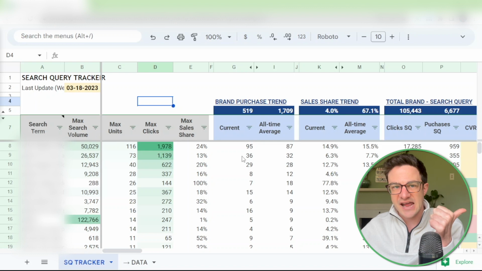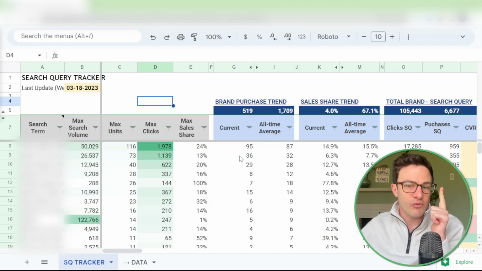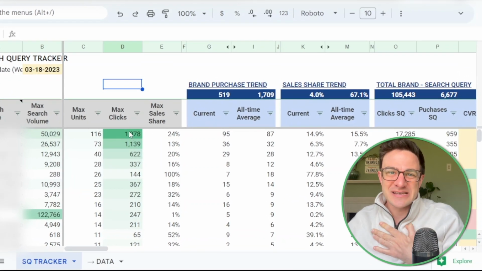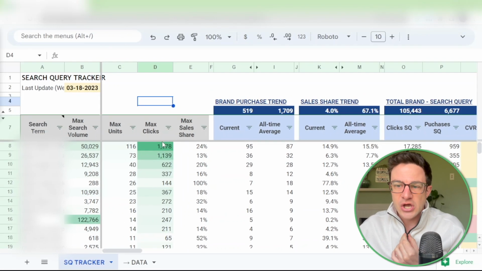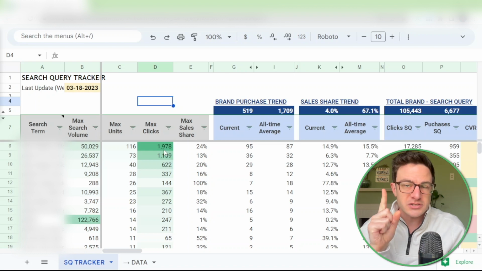This could be due to seasonality, this could be due to a price or review drop, or this could be due to competition. So always have this in mind, because this will give us a clear picture of what's going on. Same thing with max clicks, right? Really our job as PPC is to get you clicks. That's the whole point of PPC. So now we can say, okay, max clicks in a week on this one search term, I got almost 2,000. And then you go down and you see it from there, okay?